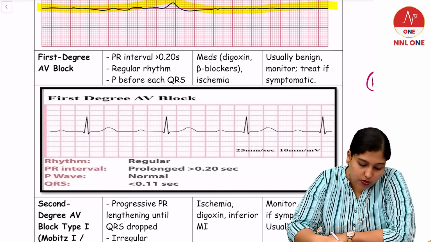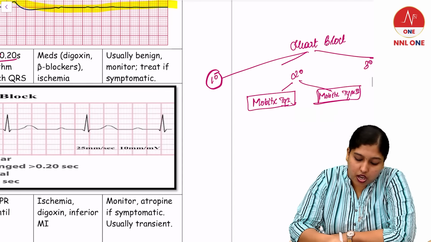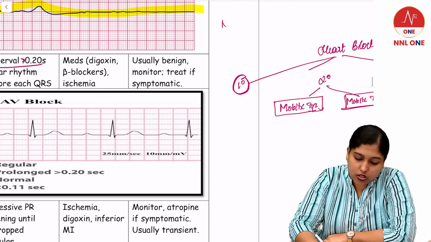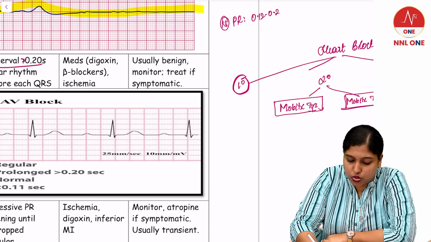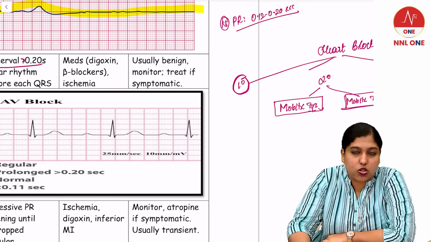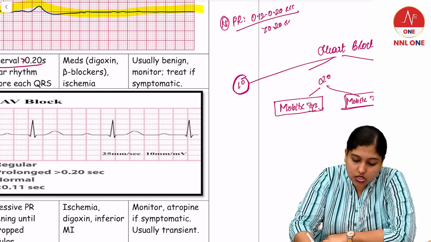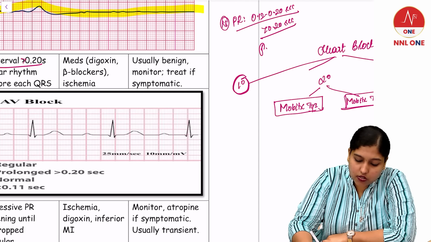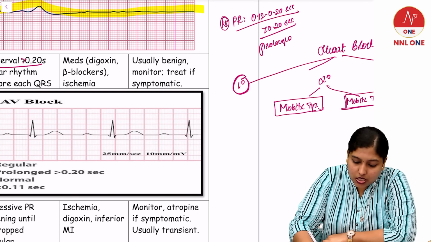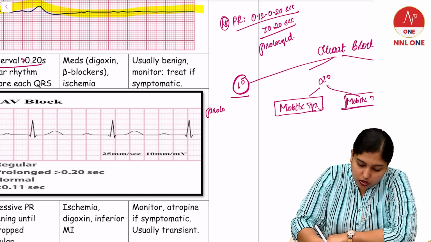In first degree heart block, the PR interval is greater than 0.20 seconds. The normal PR interval, as we learned, is 0.12 to 0.20 seconds. When it is greater than 0.20 seconds, the PR interval is increased, or prolonged. The key word for first degree is prolongation of the PR interval.